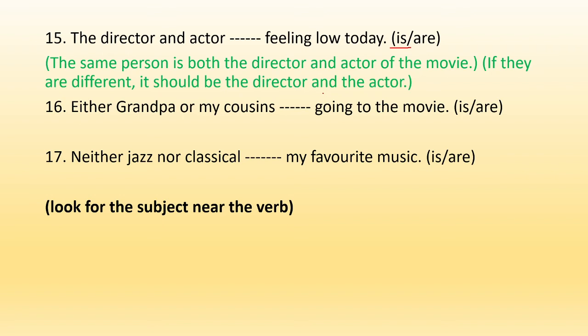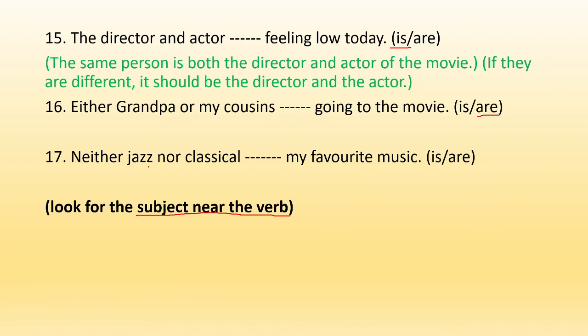Now, either grandpa or my cousins dash going to the movie. Now, in this case, when a sentence is having either and or, you have to check the subject that is near to the verb. So remember this, subject that is near to the verb. Now here we have to write the verb here. So the subject near to the verb is cousins. So it is plural. So that means our answer is going to be plural. So our answer is are. Either grandpa or my cousins are going to the movie.